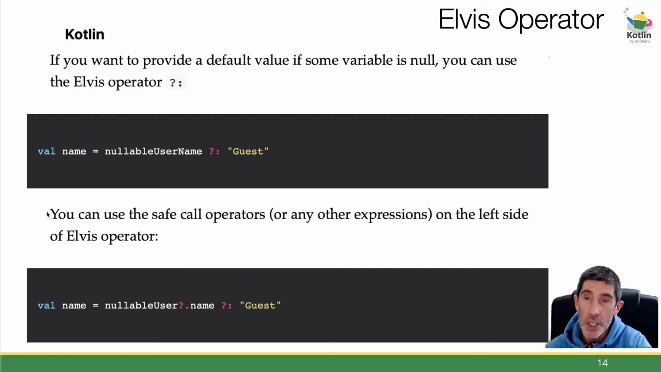You can use the safe call operators, or any other expressions, on the left hand side of an Elvis operator as well. Here we're checking to see if the name property of that nullable user could be null. If it is null, assign that. Otherwise, assign our name property to our val name. So these are different examples of how to use the Elvis operator. It could come in handy if you are working with a code base where properties and variables could actually be null at some point.